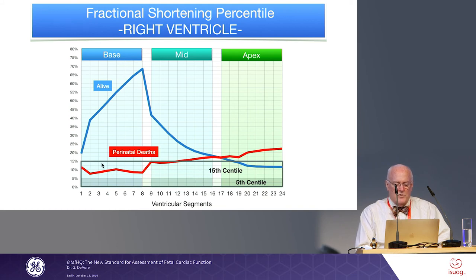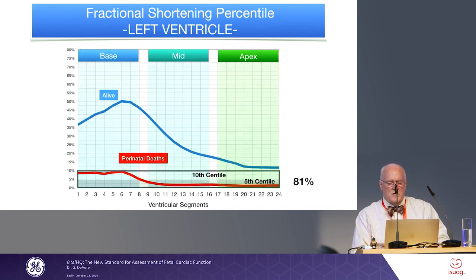You'll notice it's below the 15th percentile. Here are the ones that are alive. And in the base of the heart, significant difference. And then towards the end, they kind of coalesced in the apical portion. But the right side had much better contractility than the left side. And the ones that died versus the ones that were alive for the right ventricle. Now here's the left ventricle.